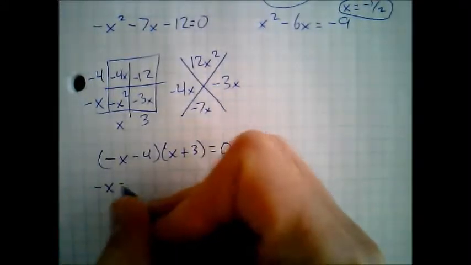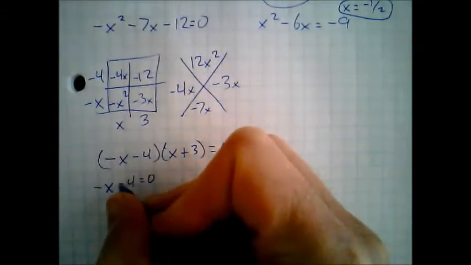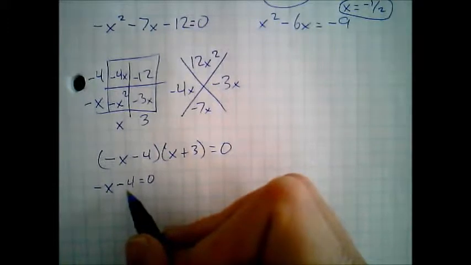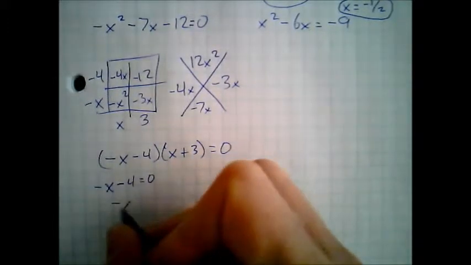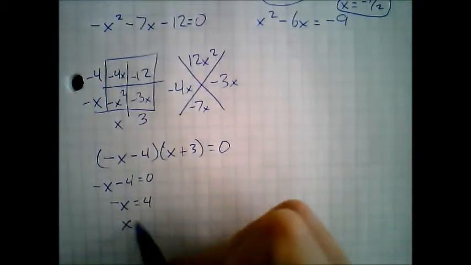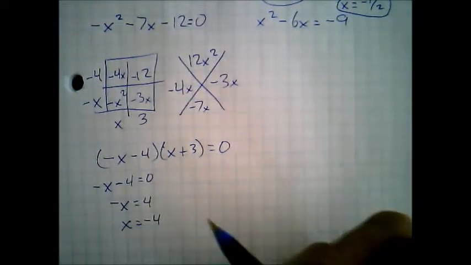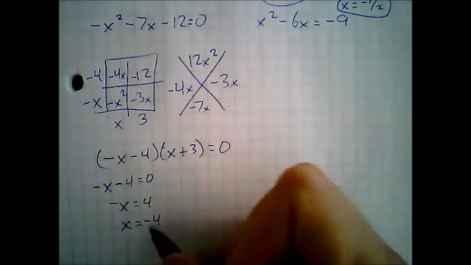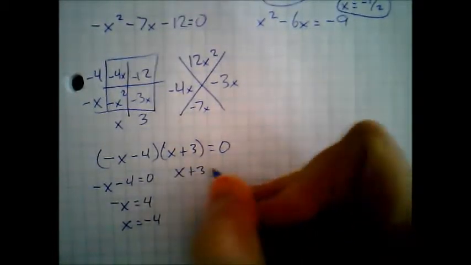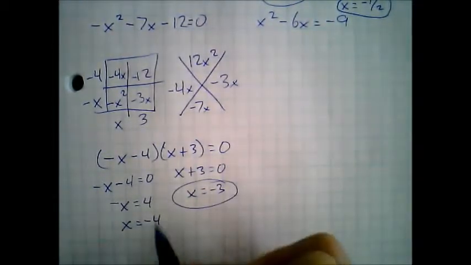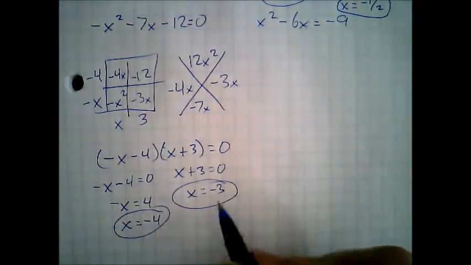So we have -x minus 4 equals 0. Again, we just solve this like we know how to solve. I'm going to add 4 to both sides, so I get -x equals 4. If -x equals 4, that means x equals -4. That makes sense. The opposite of -4 is 4, minus 4 is 0. And this one's a little bit easier. x plus 3 equals 0, which means x equals -3. This water balloon is launched when x equals -4. It lands when x equals -3.